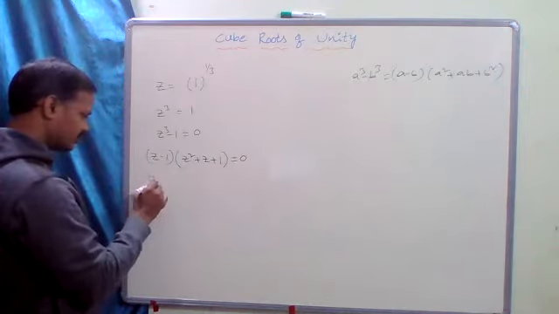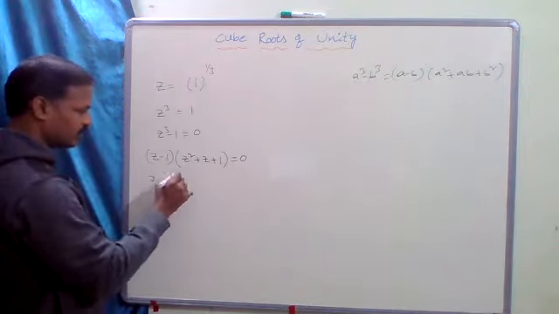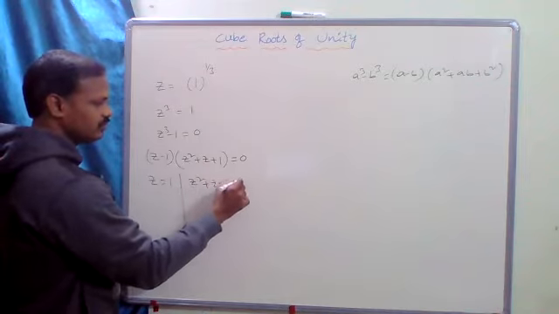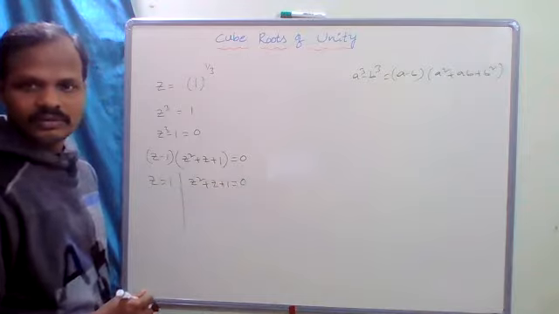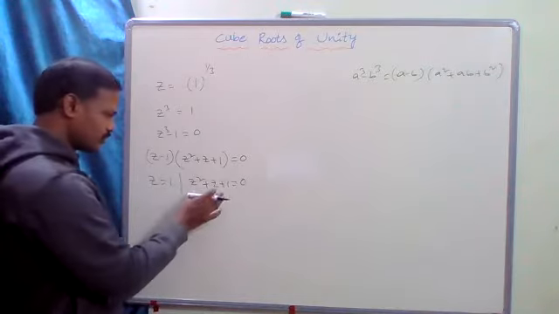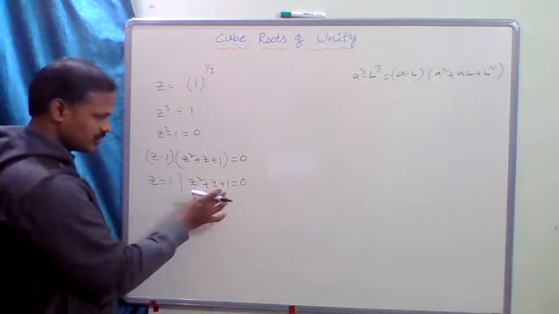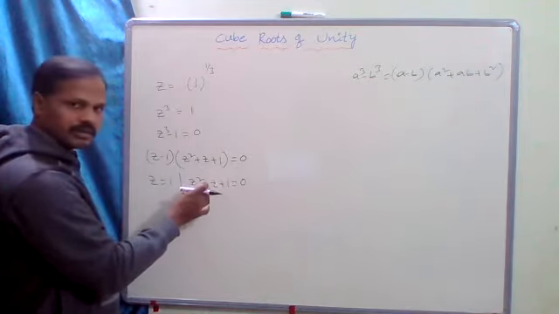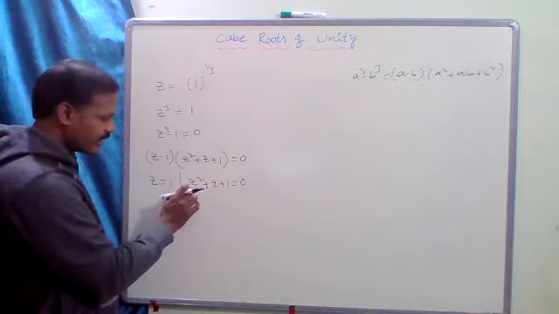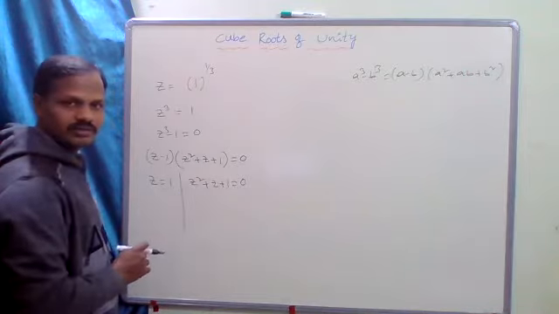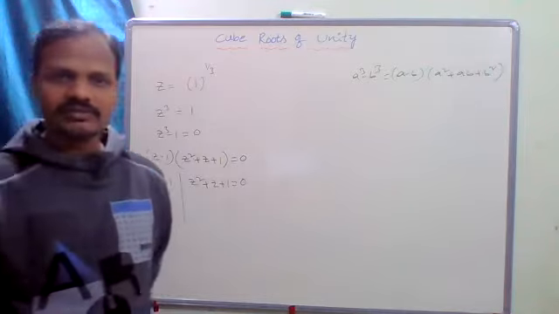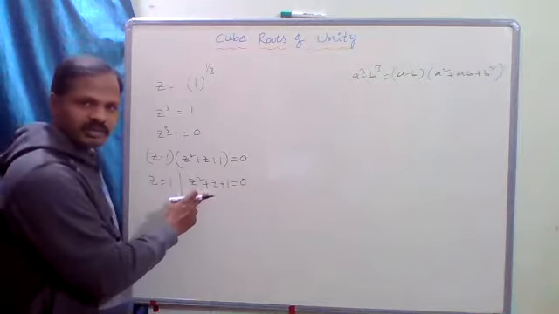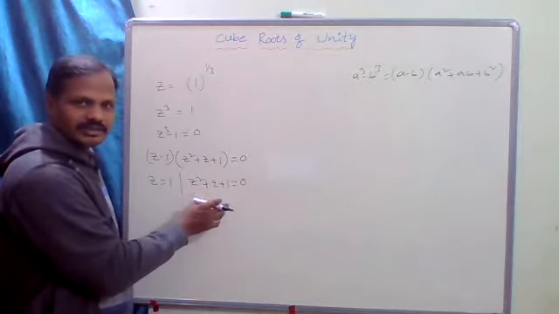So z minus 1 equal to 0, which gives z equal to 1, and z square plus z plus 1 equal to 0. Now this is a quadratic equation. Just assume that this is x square plus x plus 1 equal to 0, which has complex roots because the discriminant, b square minus 4ac, is less than 0.